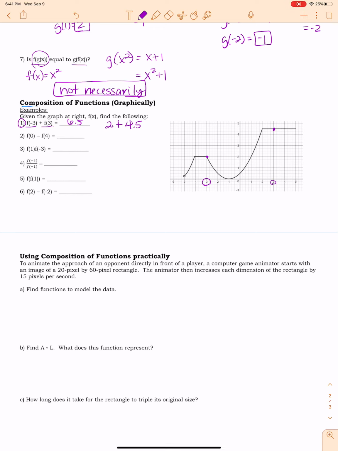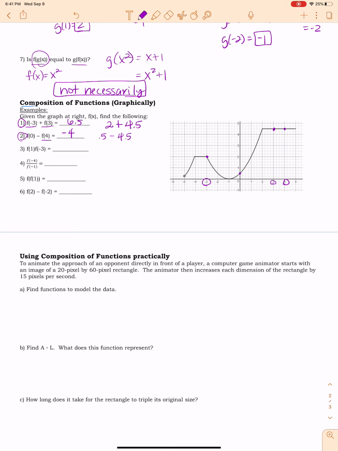Groovy. Okay, let's look at number 2, f of 0. Well, at 0, y is 0.5. And I'm subtracting from that f of 4. Well, at f of 4, y is 4.5. So I've got positive 0.5 and negative 4.5. So that gives me just a negative 4.